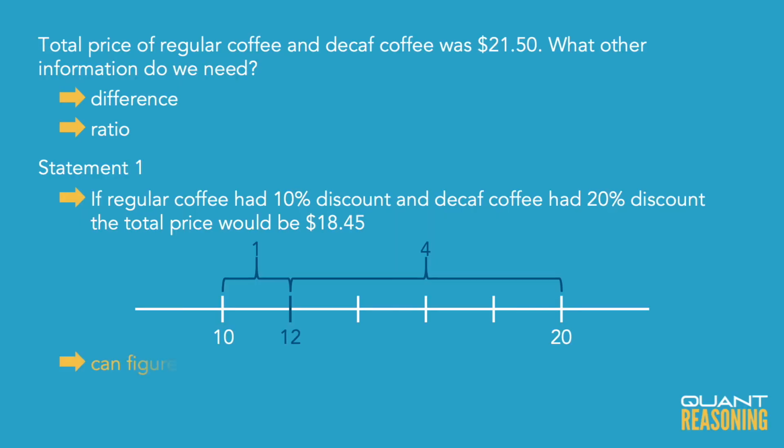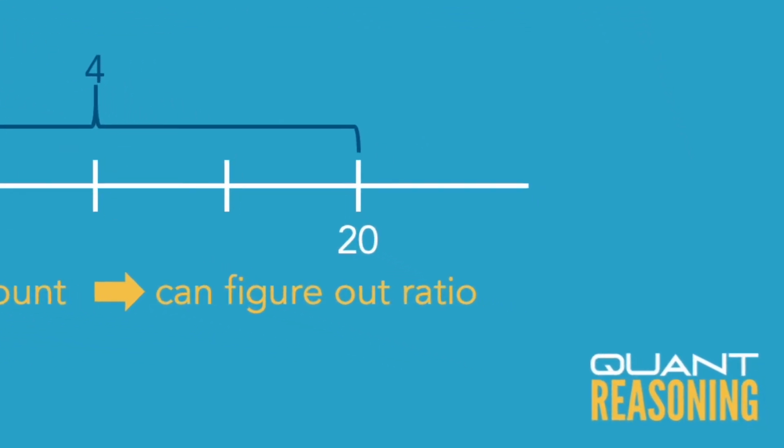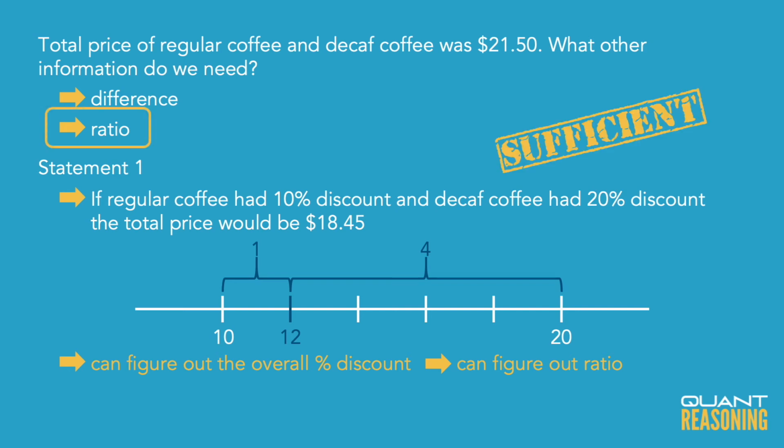Now, when I look at statement 1, what I'm realizing is if I wanted to, if I had a calculator or an Excel spreadsheet, I could find out the overall percent discount for the total purchase. And if I can find that, then I can get from that, building that number line, the ratio of the costs of the two items. And remember what I said in the beginning of this video, if I know the sum of two values and also I know their ratio, then I can find the individual values. So it turns out that statement 1 is also sufficient on its own, and the correct answer is D.